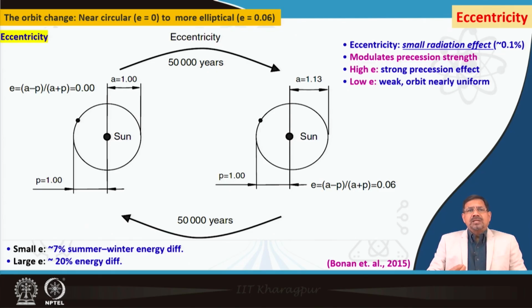Small eccentricity leads to a 7% summer-winter energy difference. If it is large eccentricity, that means it is taking a larger elliptical path, and the energy difference between summer and winter can go as much as up to 20%. So, within a year you will have a variation in summer-winter energy difference of up to 20%. This is the important point in terms of insolation: small eccentricity up to 7%, large eccentricity up to 20% energy difference.